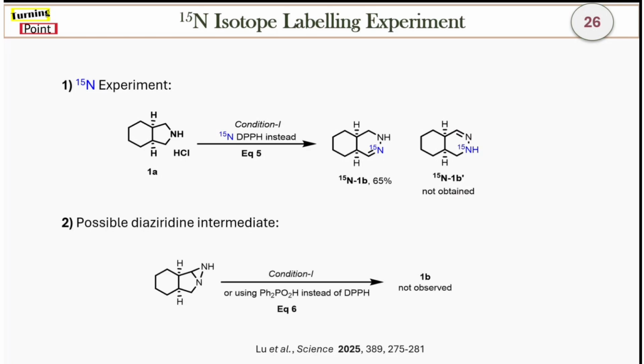After this they performed another control experiment, because in the mechanism they were thinking there is a possibility of formation of this diazirine intermediate. So for that they individually synthesized this intermediate and applied their standard condition. In this case, no nitrogen inserted product was formed. After this, they proposed a mechanism.